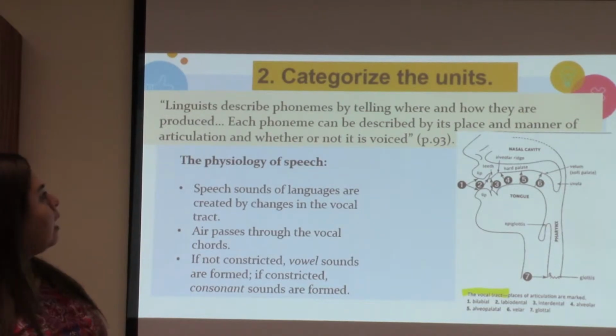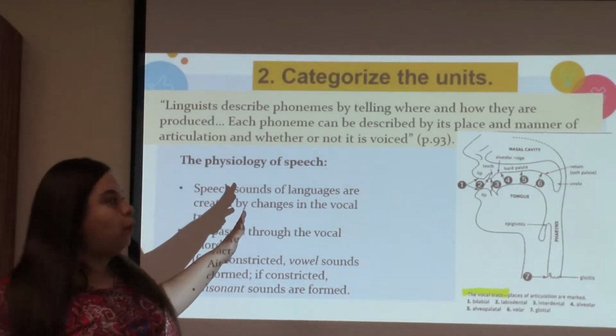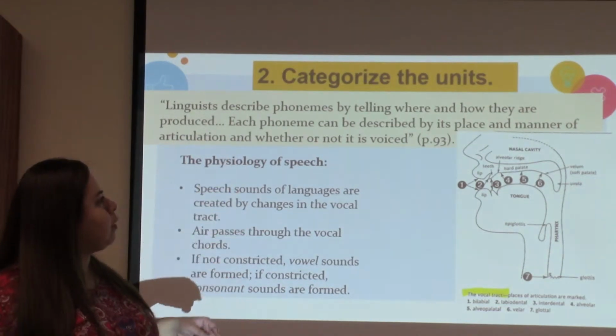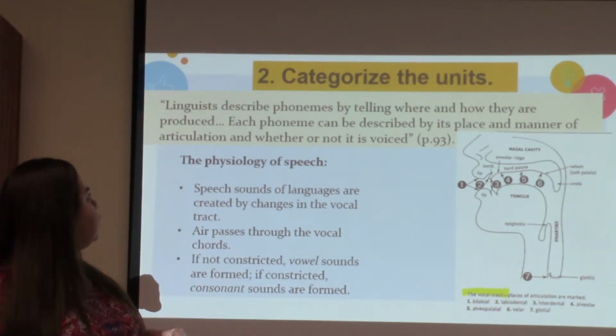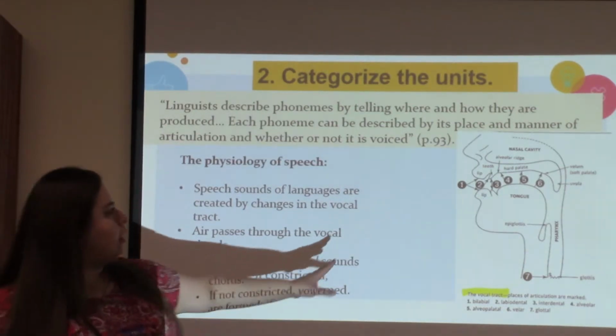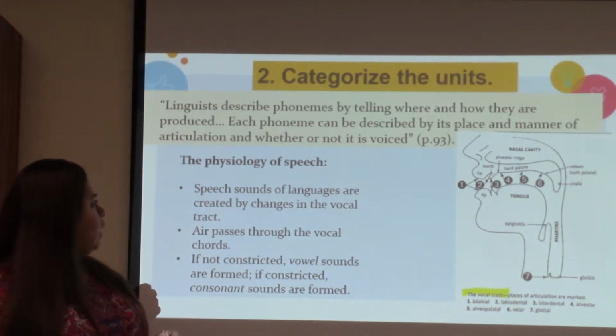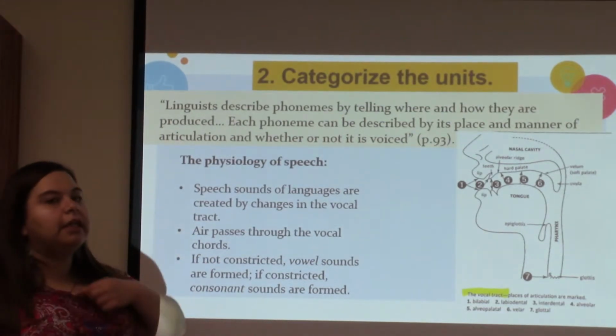Categorizing the units, this is where we see where the sounds are produced. Each phoneme can be described by its place and manner of articulation and whether or not it is voiced. The places of articulation are in the diagram that they show in the book. The speech sounds of languages are created by changes in the vocal tract.